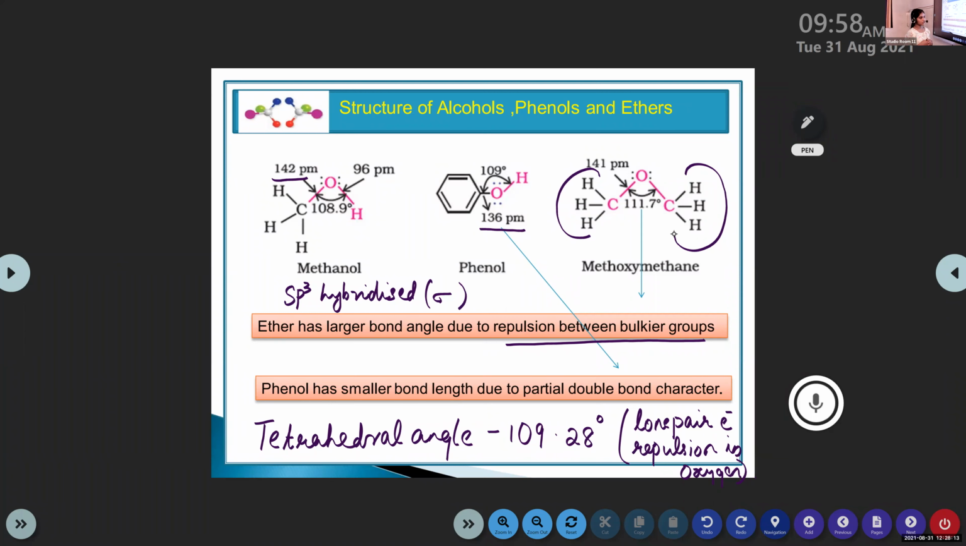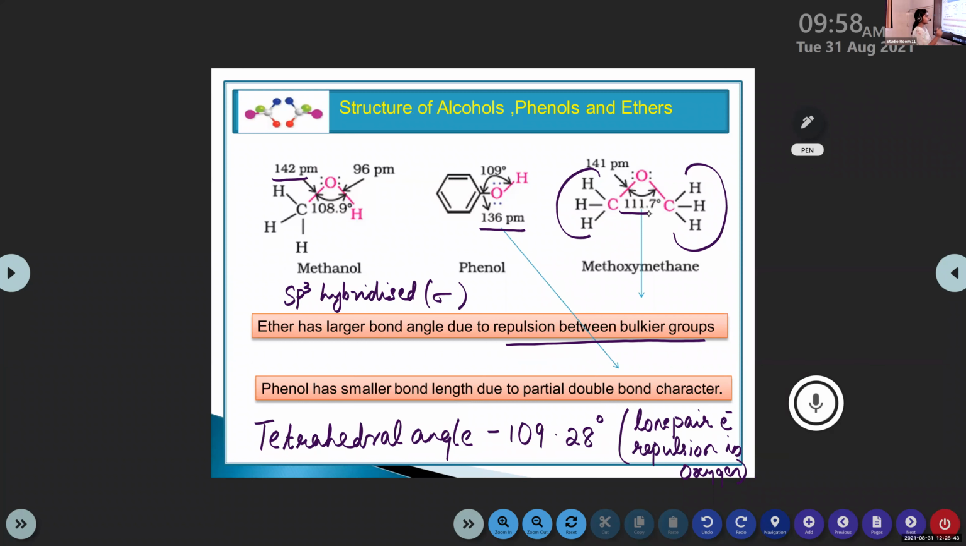About the structure of functional groups. Everyone? Any doubt? Now can I say about ethers again? In the case of ether, the bond angle is 111.7 degree, right? And the actual tetrahedral angle is 109.28 degree, right? So it will be greater than the tetrahedral angle.